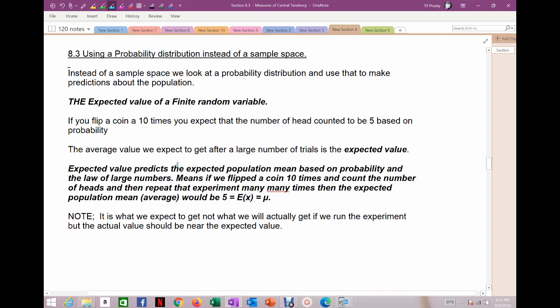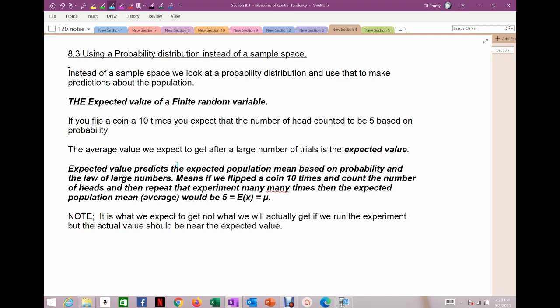Okay, so the last thing in 8.3, so we did mean, median, mode, we did mean or average with frequency tables, and so the last thing is using probabilities. Alright, so finding a probability distribution and using our probabilities instead of a sample space, instead of actually polling people or running an experiment looking at the data.